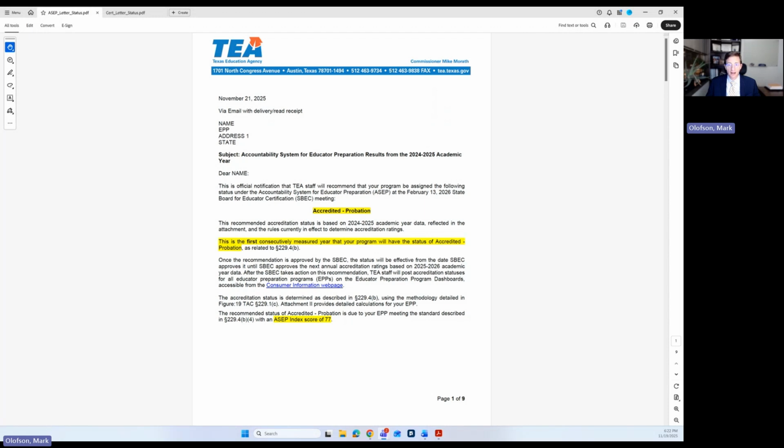This letter goes on to talk about the forthcoming processes and points to the attachments below which provide data about your status. This page of the letter ends with a value of the index score for your preparation program. As outlined in 19 TAC 229.4b, an index score greater than 85 leads to a recommended status of accredited, an index score from 80 to 84 leads to a recommended status of accredited warned, and an index score below 80 leads to a recommended status of accredited probation.